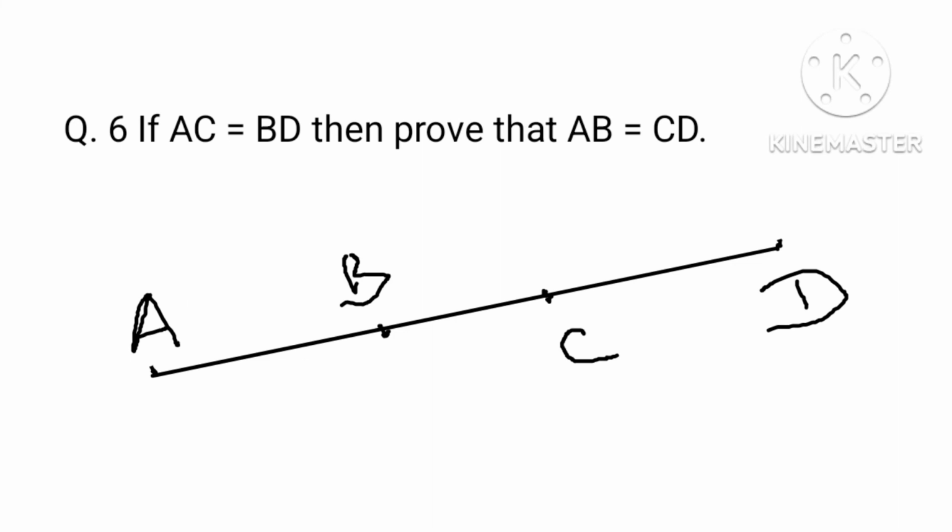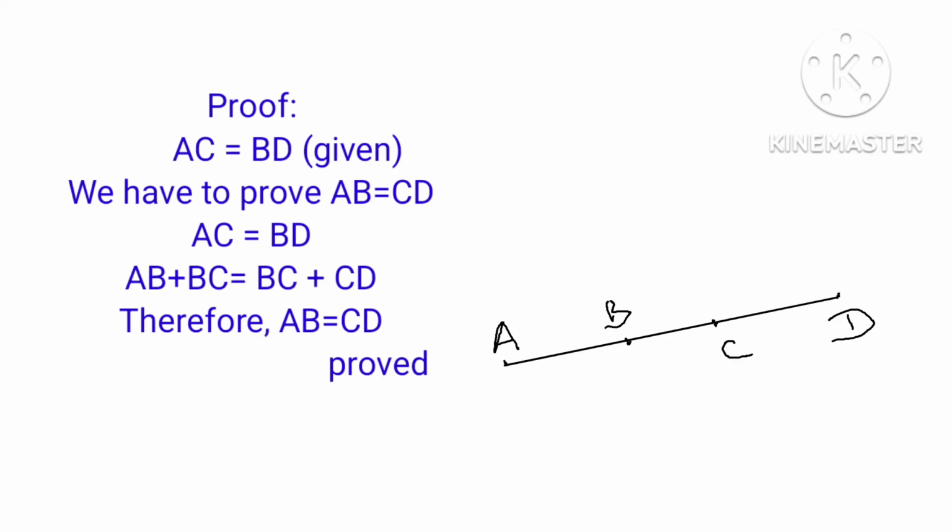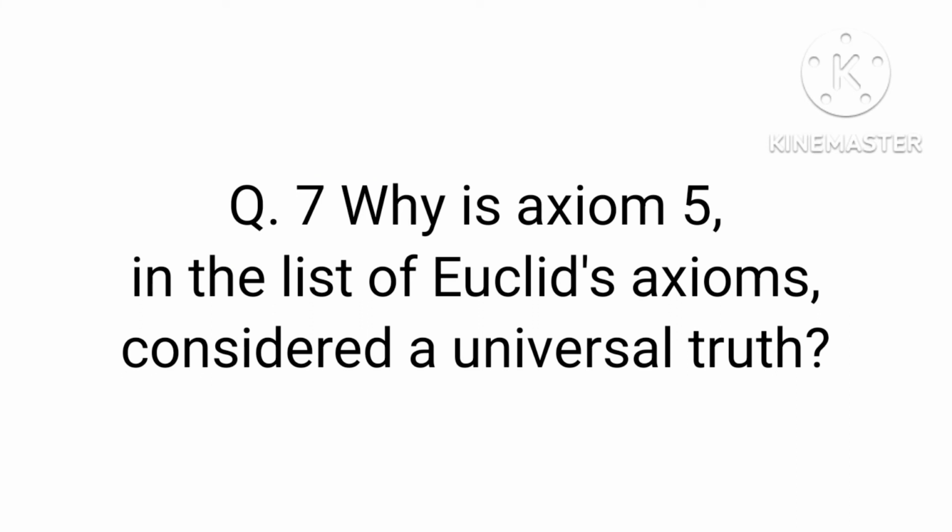Question number 6. If AC is equal to BD, then prove that AB is equal to CD, as in the figure. Proof. AC is equal to BD, given. We have to prove AB is equal to CD. From the figure we can say that AC is equal to AB plus BC and BD is equal to BC plus CD. On both sides BC is common, so AB is equal to CD. Proved.